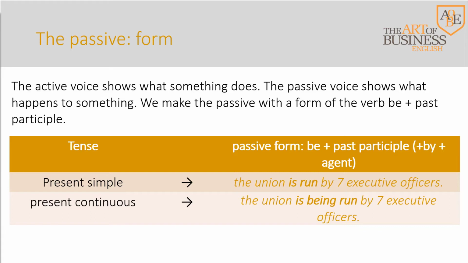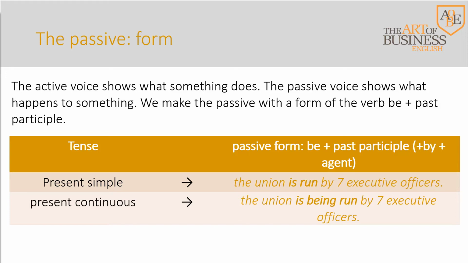Now in "is run", you can see that we've used the verb to be in the present simple form, so "is", and then we've used the verb run, which is the third column past participle form of run, ran, run. Now, in the active voice it would be 7 executives run the union. Okay, so here we put the focus on the executives, and that's the active voice.